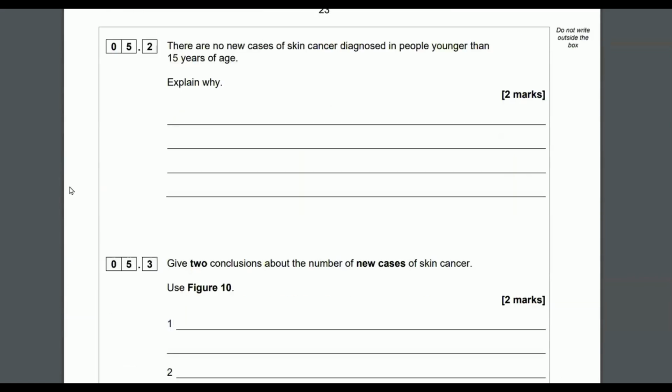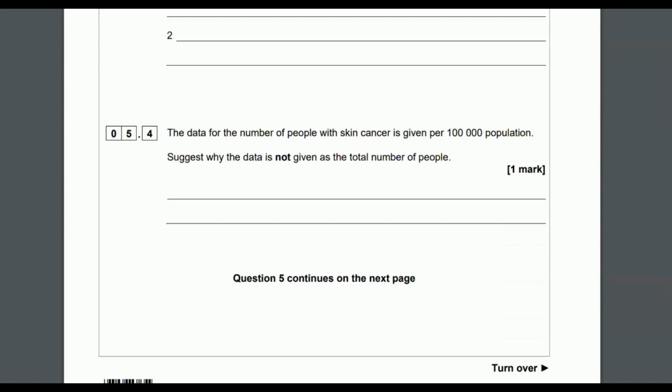Right, let's zing to 5.4. The data for the number of people with skin cancer is given per 100,000. So just why is the data not given as the total number of people? Well, the reason they do it per 100,000 is because there might be a different amount of women and men living in the country. So it's not really a fair comparison. But by doing it per 100,000, you're basically lowering the population and saying, if we just look at 100,000 and compare it like that, it's easier to compare.